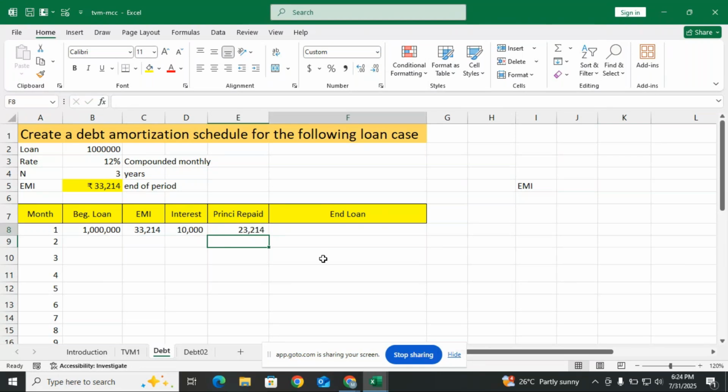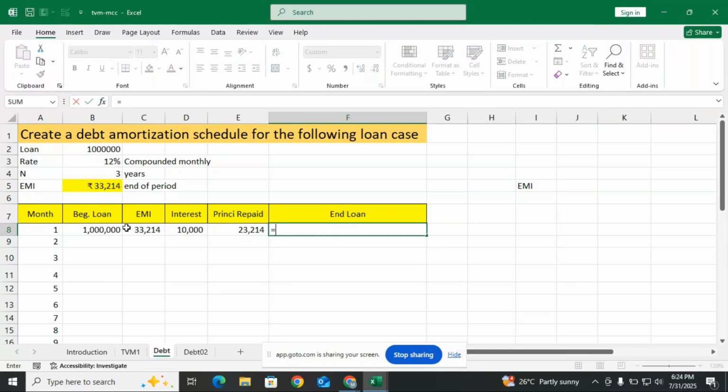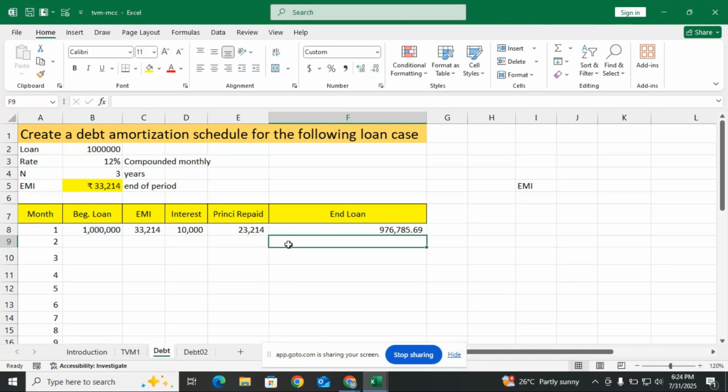Okay. So again, you come to the end of the loan. How do you calculate the end of the loan? It is your beginning of the loan minus principal repaid. And when you press enter, you should be able to get 9,76,785.69.